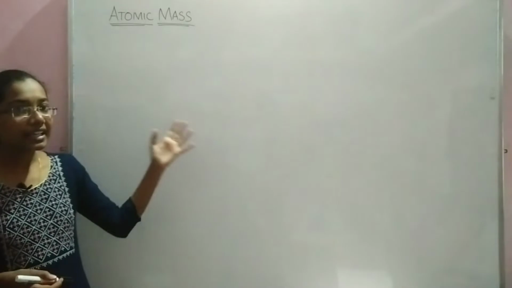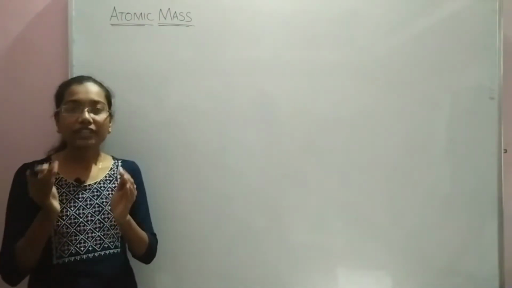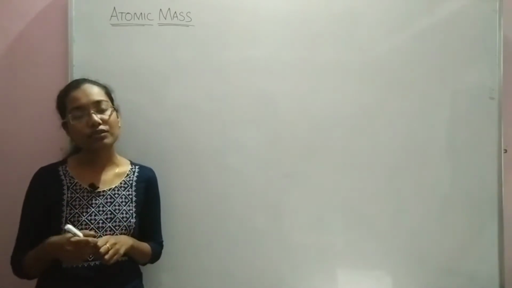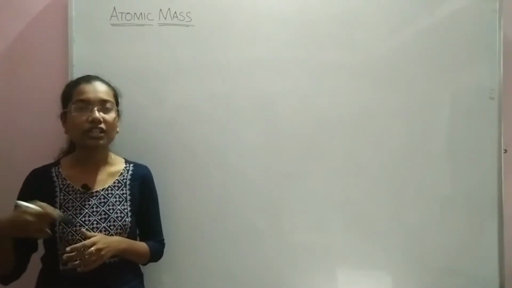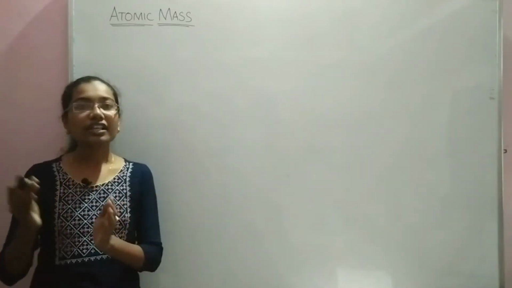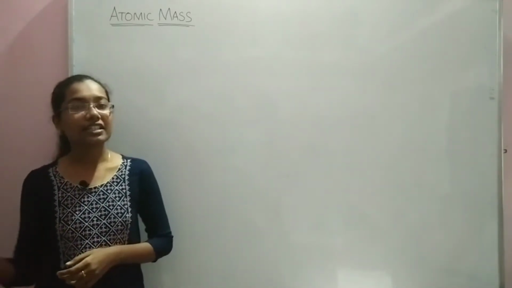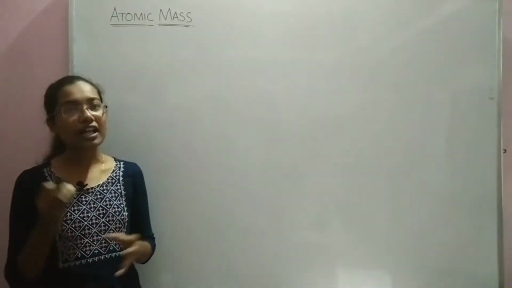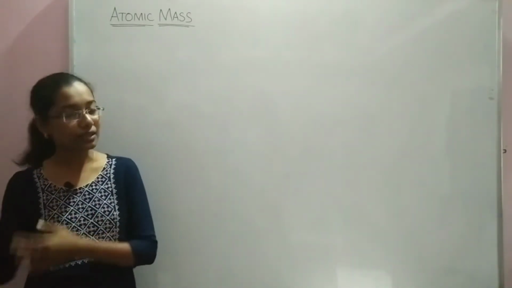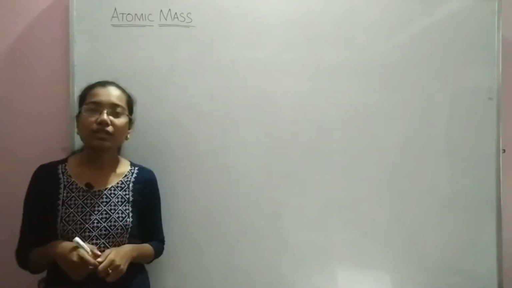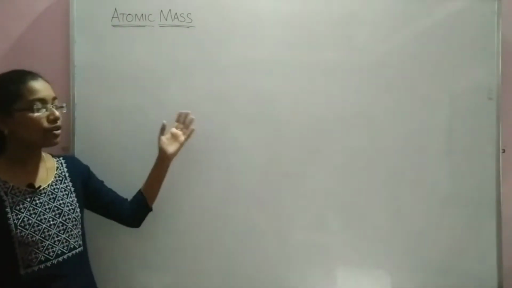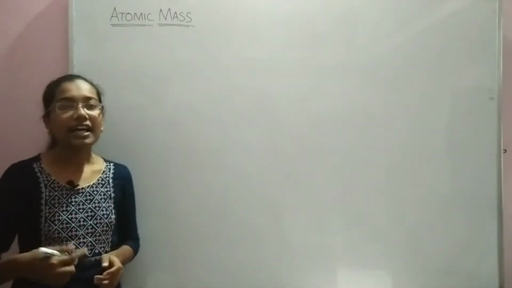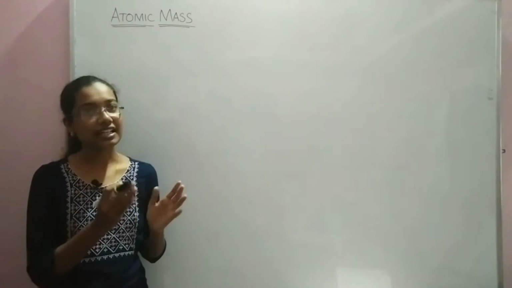While taking the atomic mass, we'll take only the mass of a single atom, but while calculating the molecular mass of a molecule, we'll take all the atomic masses of the atoms present in that molecule. So molecular mass is the sum of all the atomic masses of atoms present in that molecule. Okay, we'll see about the molecular mass later. First, let us know atomic mass. What is atomic mass? As I said, atomic mass is the mass of a single atom.